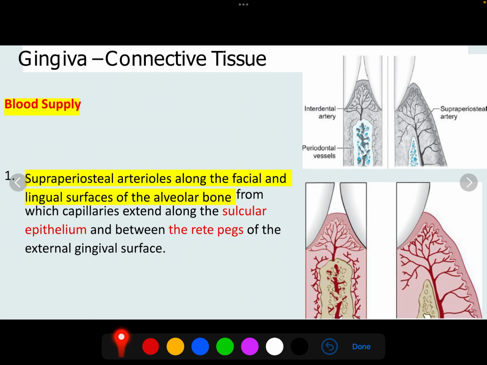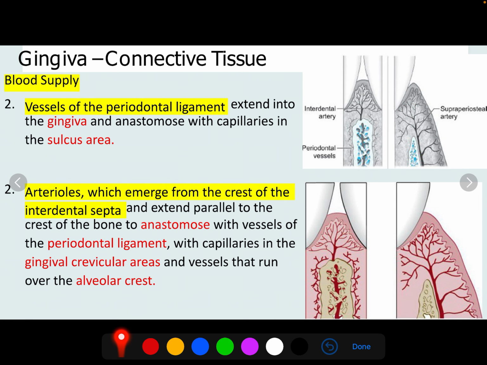Now let's see the blood supply of gingiva. Gingiva mainly has three sources of blood supply. The first is from the supraperiosteal arterioles along the facial and lingual surfaces of the alveolar bone. The second is the vessels of the periodontal ligament. The third group is the arterioles which arise from the crest of the interdental septum.